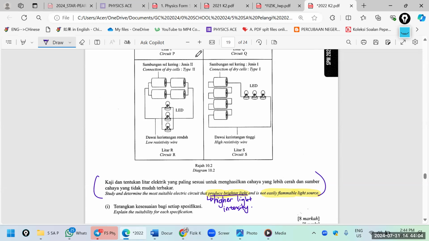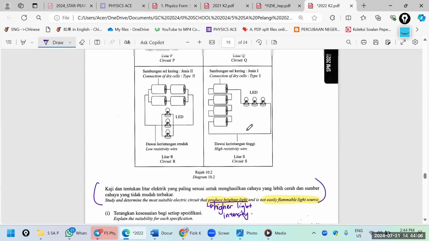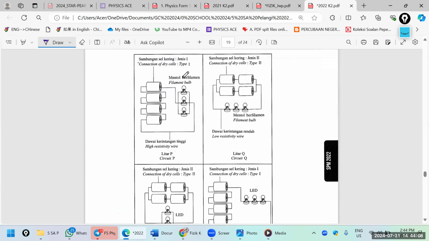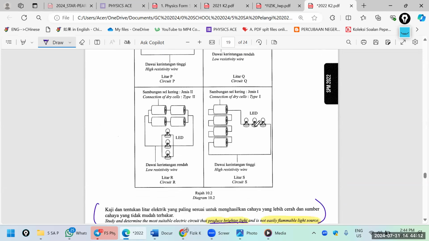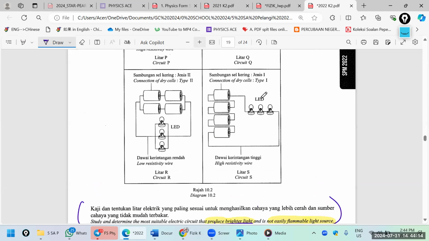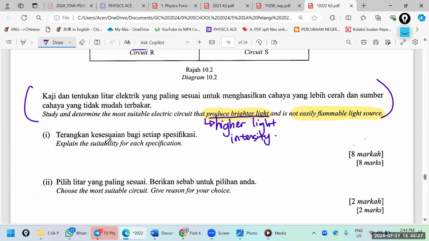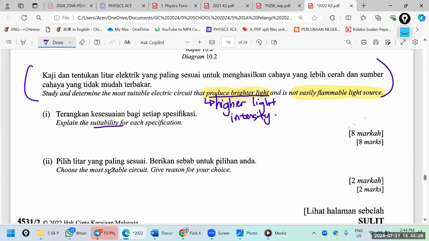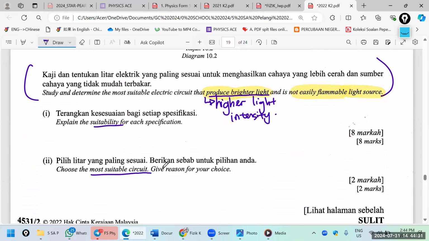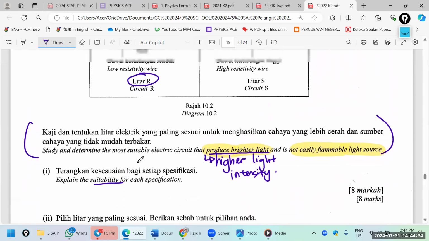All right, so now I believe all of you will cancel the filament bulb first, right? So you are left with 2 here. Which one? R, S. Correct. Explain the suitability and choose the most suitable circuit. Same thing, you can draw the table.